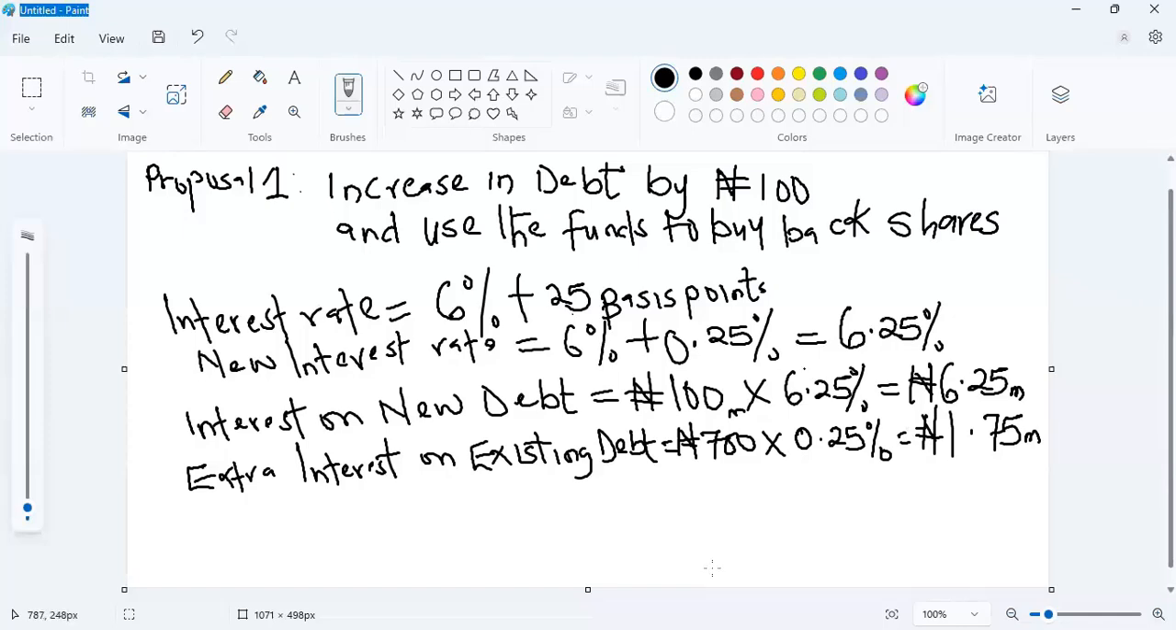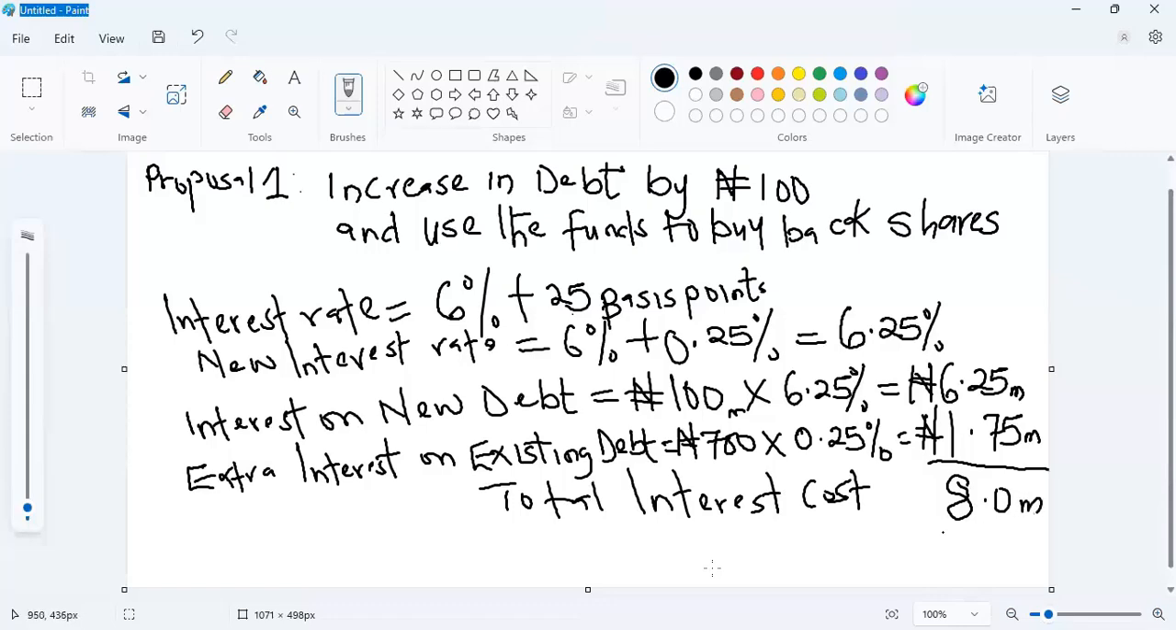That means our total interest now: interest on new debt and extra interest on existing debt. Total interest is equal to total interest cost. Please sum up. This should give us 8.0 million. Is that correct, please? I think so. Yes, it is. This is total interest.